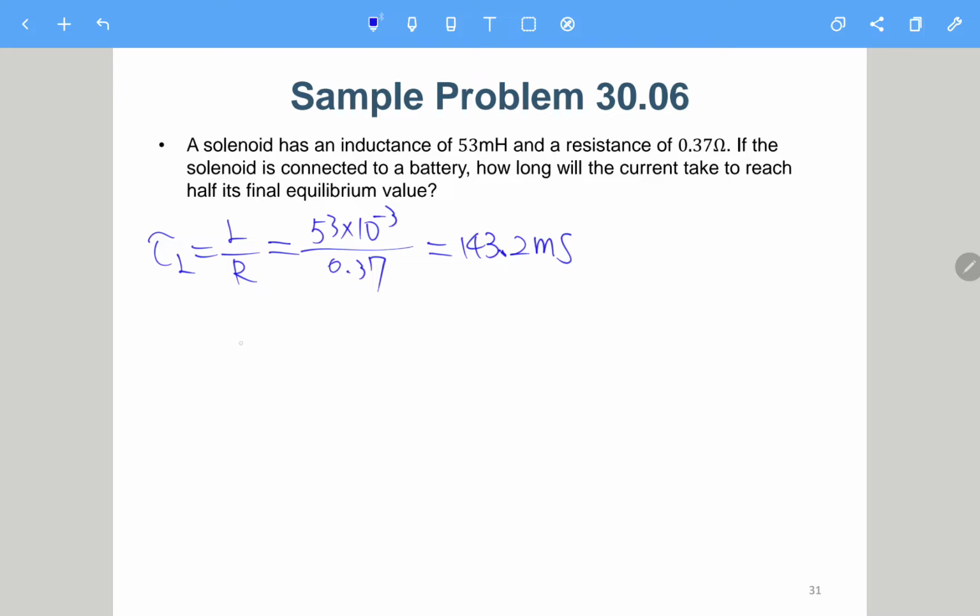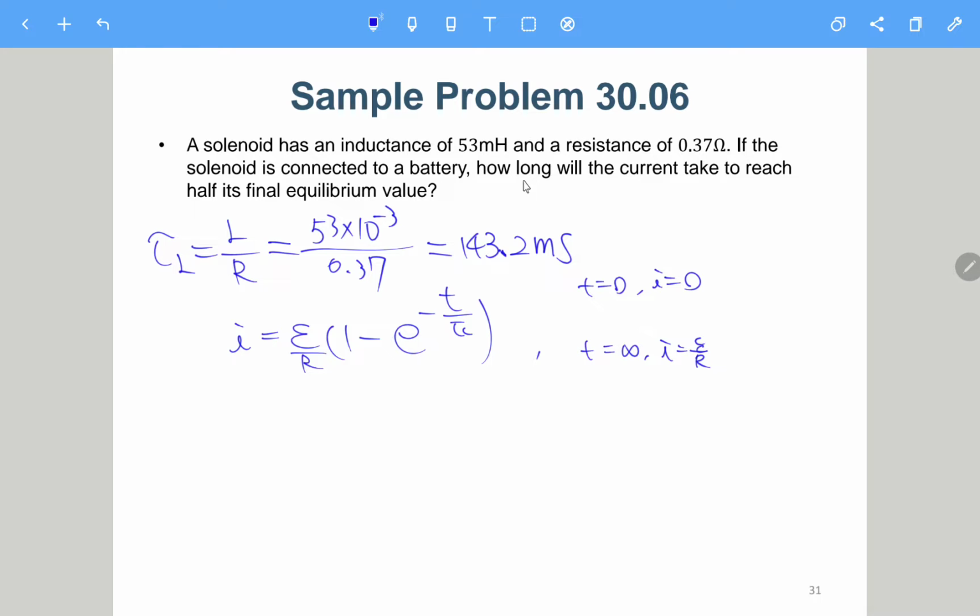We can take a look at the equation for the current. It is I equals E over R times 1 minus exponential to minus t over tau L. When t equals 0, I equals 0, because the exponential is 1, so 1 minus 1 is 0. And when t equals infinity, I is E over R.